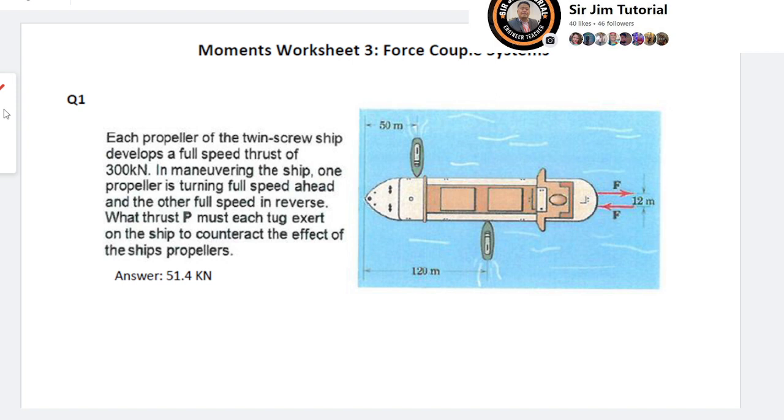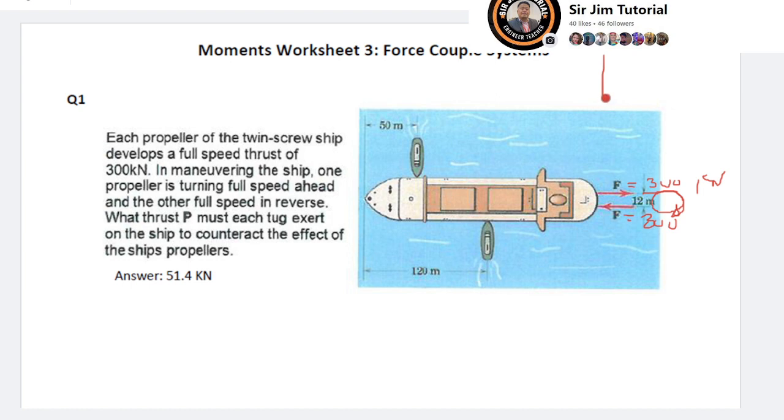So for example here, you have a propeller. Here, the propeller is here. It's a twin screw ship which develops a speed thrust of 300 kilonewtons. So the value of this one is 300 kilonewton. Also the same here, this is also 300. Of course, there is a torque here developed for a moment.